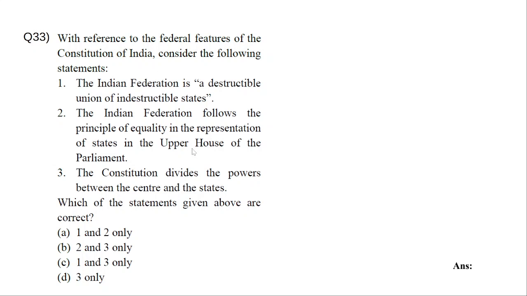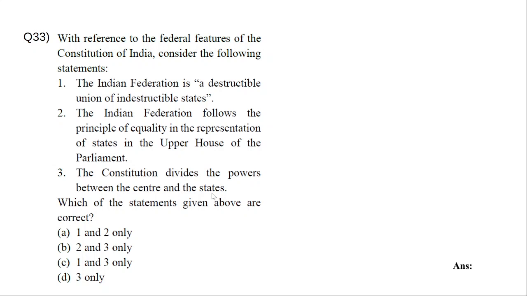In the US, for example, if there are 52 or 54 states, irrespective of whether you're a very big state, some states may be geographically, financially, economically very strong, but irrespective of the size of your state, they all have two members. So even if you are a big state, you have two members in the Senate. Even if you are a small state, you have two members. So this principle of equality in the representation of states in the upper house of the parliament is there in the US system. It is not there in the Indian Federation. So both 1 and 2 are wrong, and the constitution divides the powers between center and the states.